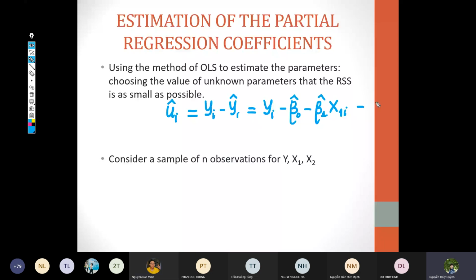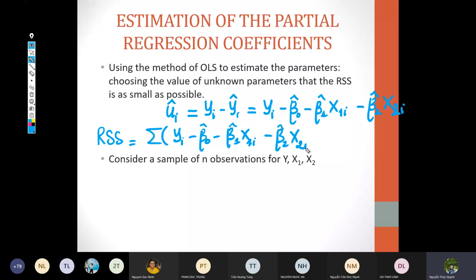Okay, and the residual sum of squares here will be equal to the sum of all the differences between y_i minus beta 0 hat minus beta 1 hat times x1i minus beta 2 hat times x2i, squared. All right, now we have to find beta 0 hat, beta 1 hat, and beta 2 hat that minimize this expression.